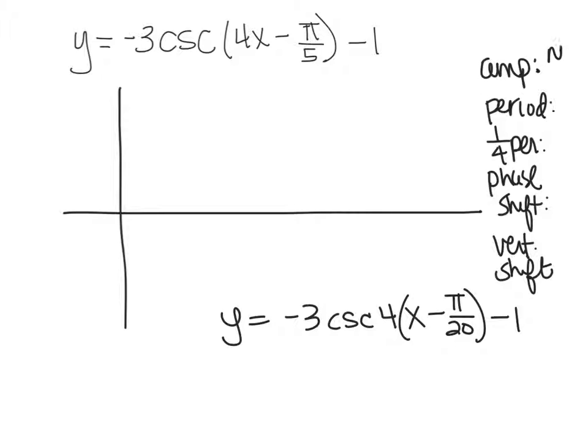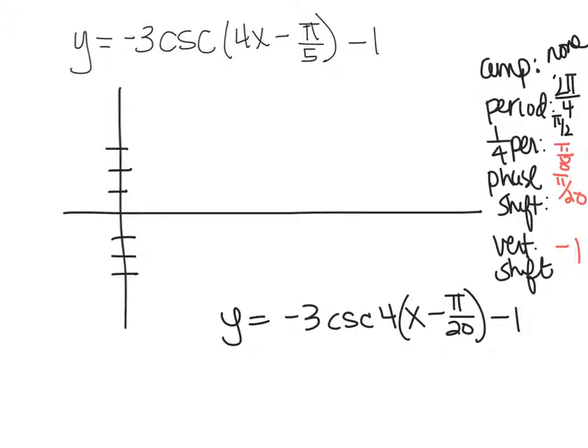My amplitude is actually none. For cosecant, secant, tan, and cotan, there is no amplitude. However, I will use the 3 and the -3 as a guideline. The period for this problem is going to be 2 pi divided by 4, or b, and that comes out to pi over 2. The quarter period, I multiply pi over 2 by 1/4, and I get pi over 8. The phase shift is pi over 20 to the right, and the vertical shift is down 1.